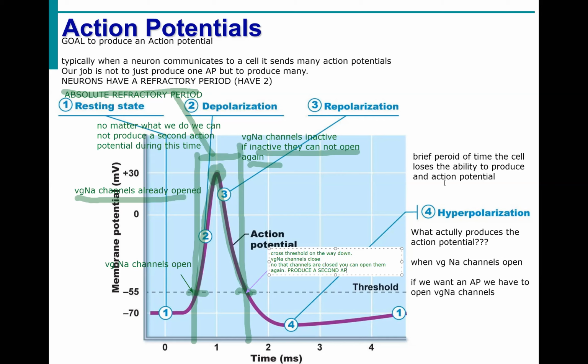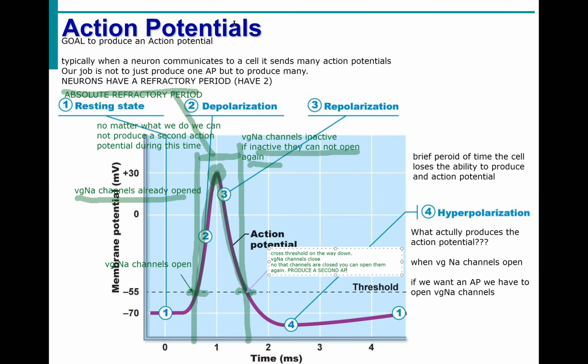Hold on, what is this? The ball and chain is indicating the inactive state. So when the channel is inactive, during that state, it can't be opened again. What that means is we cannot produce a second action potential. And so that is our absolute refractory period. That is the first refractory period, where no matter what we do, we cannot get another action potential. Notice, once the channel closes, we can produce a second action potential.